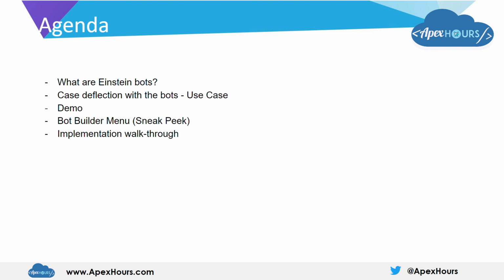Here is the agenda for this session. Let's discuss briefly what Einstein bots are, and let's understand a simple use case which helps an organization deflect cases, and a demo that has been built for this session. Then we move on to the exploration of the bot builder menu, various submenus and options in the bot builder. At the end, we'll implement the bot to achieve the use case explained in step 2.